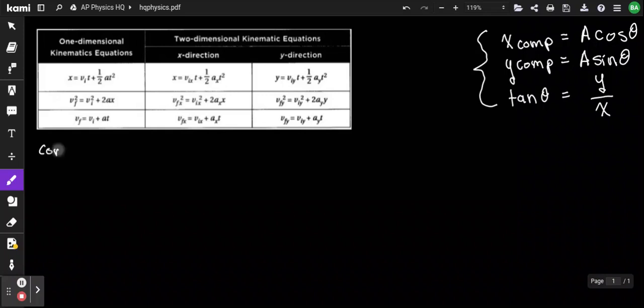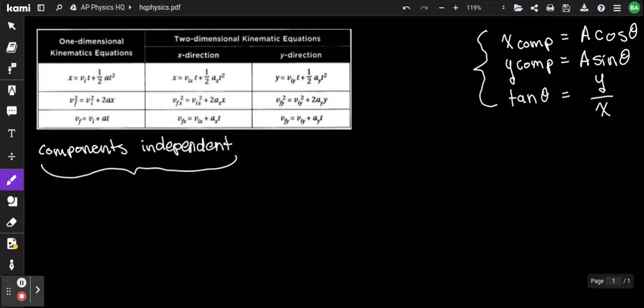So components are independent of each other. That is a very important topic. The acceleration in the y direction will not affect anything in the x direction. However, one thing that they do share is the time. Time is common between both the x and y components.